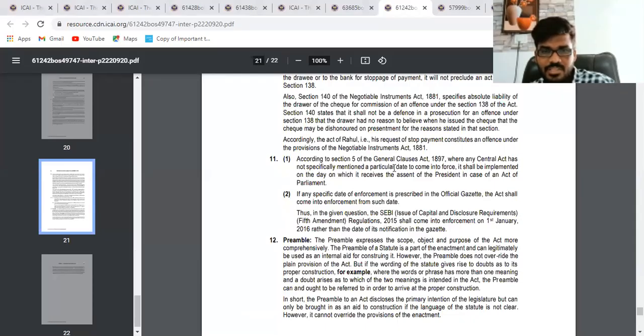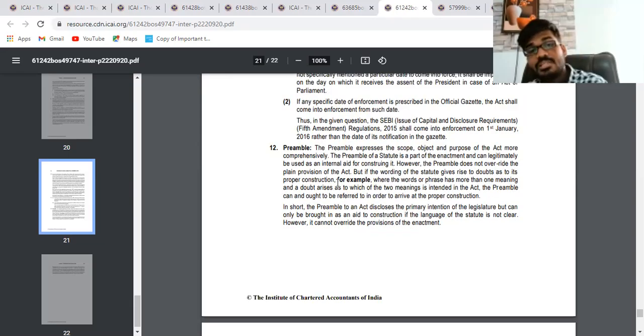According to Section 5 of the General Clauses Act, if any central act has not specifically mentioned a particular date of coming into force, it shall be implemented on the day on which it receives the President's assent. If a specific date of enforcement is prescribed in the official gazette, the act shall come into force on such date only. In the given situation, SEBI is 2015 but came into force on 1st January 2016. Then that is nothing but the date of commencement.